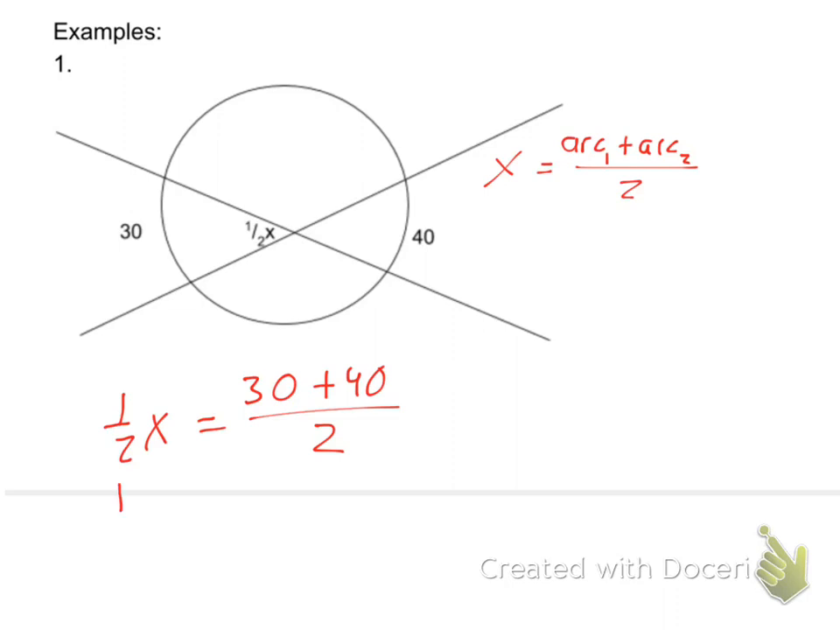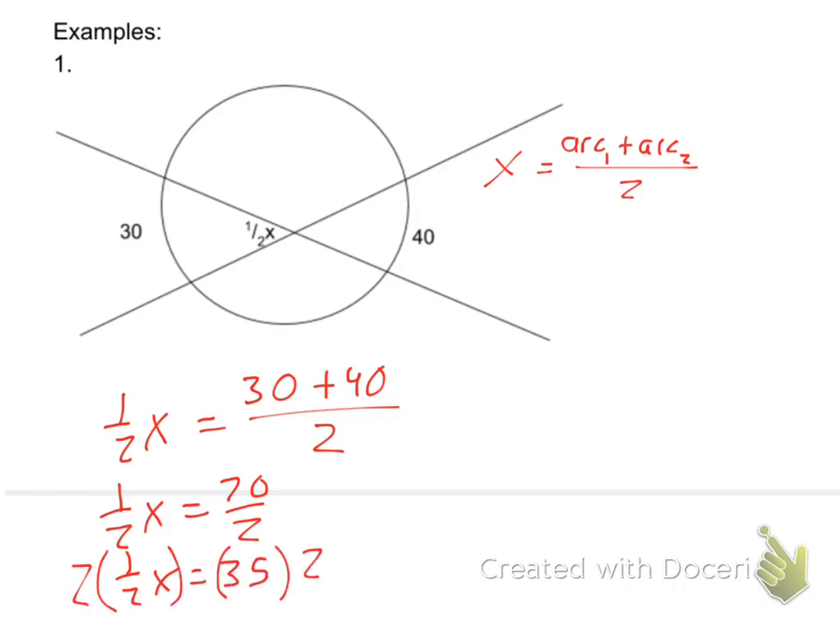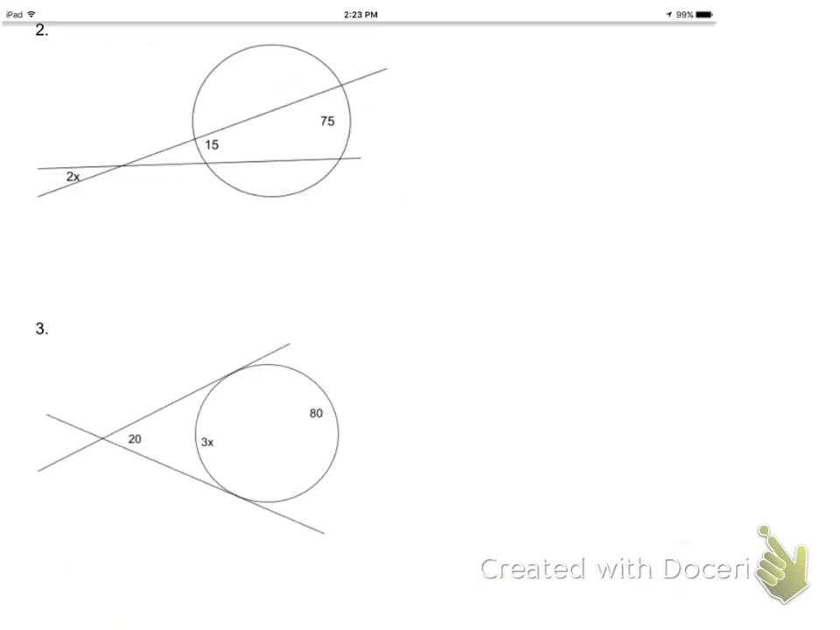70 over 2, so leave this alone. It's 35. Times it by 2. So x is equal to 70 degrees. I don't have the degree symbols up there, but it would have to be in degrees, so 70 degrees. Questions on that? Next problem. Now we're on the outside.